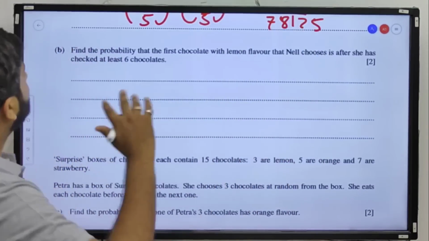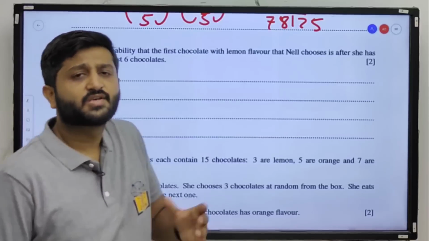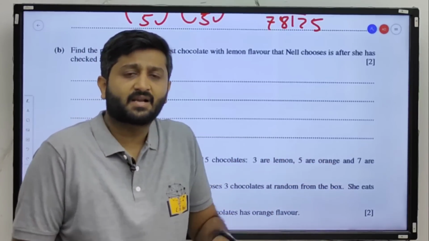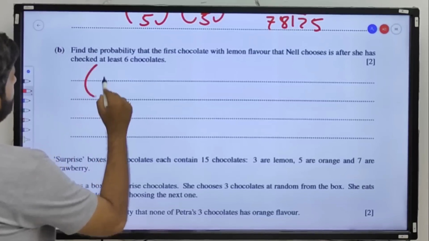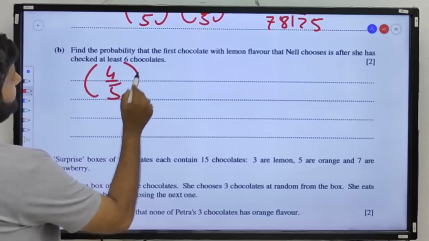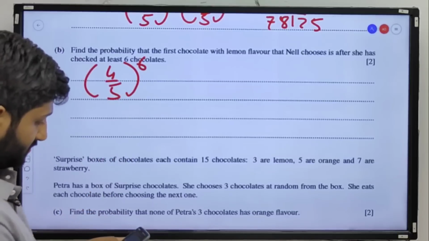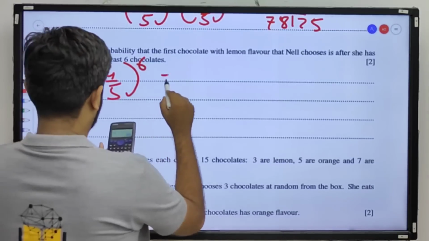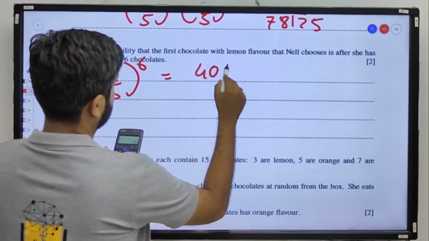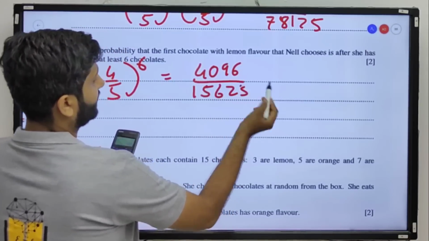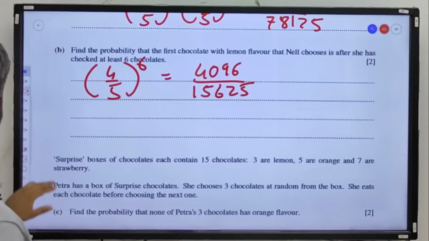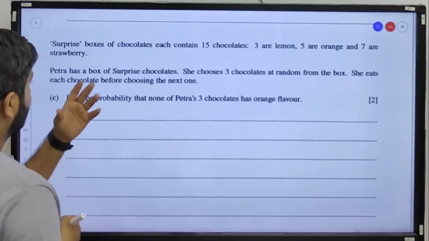Okay, next question. Find the probability that the first chocolate with the lemon flavor that Nell chooses is after she has checked at least 6 chocolates. So the first 6 chocolates are not supposed to be of lemon flavor. So obviously (4 by 5) power 6, pretty easy. So the final answer, (4 by 5) power 6, is 4096 upon 15625.